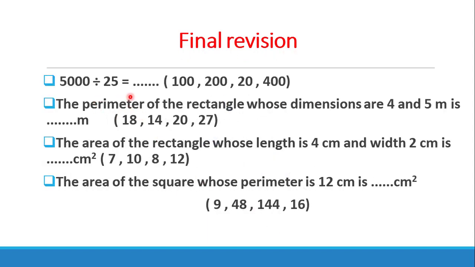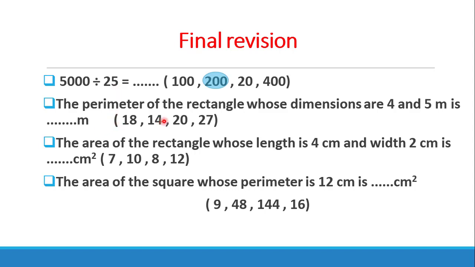5,000 divided by 25. Okay, let's start from the left. 50 divided by 25 is 2. And we have 2 zeros, so 200. 50 divided by 25 is 2 because 25 is the half of 50, or 50 is the double of 25. Also, you can make a long division if you want.